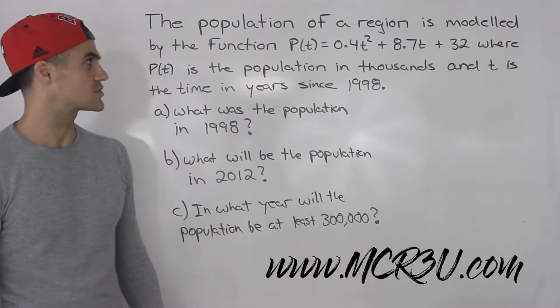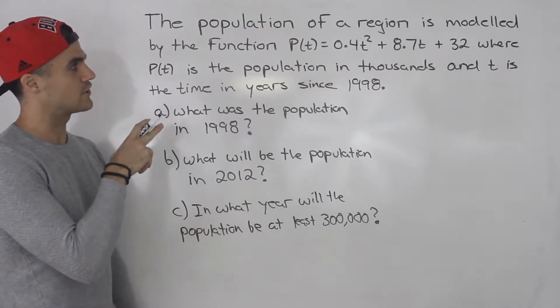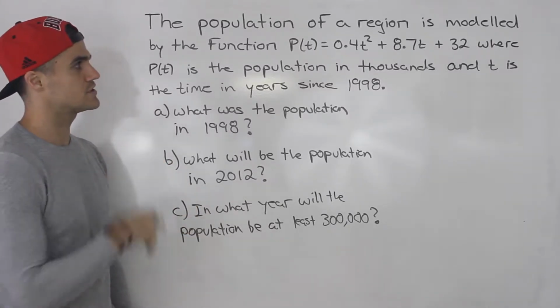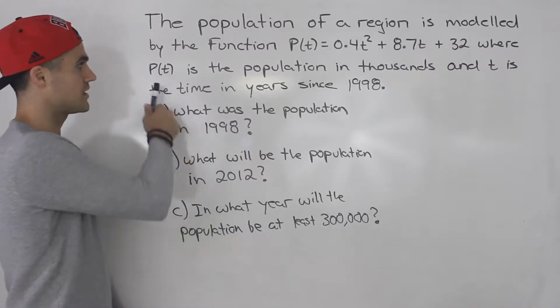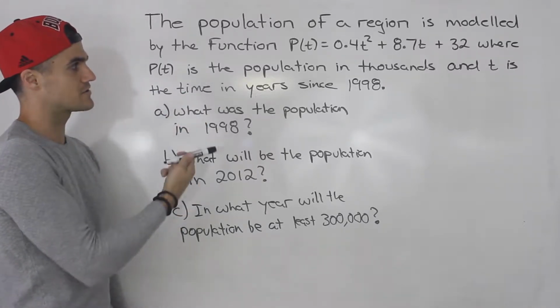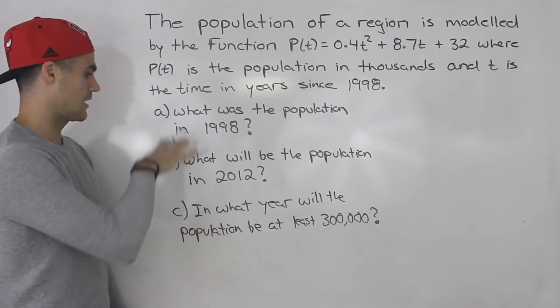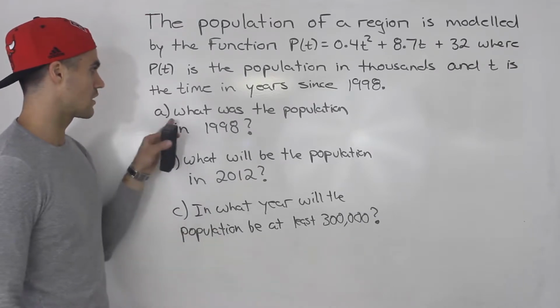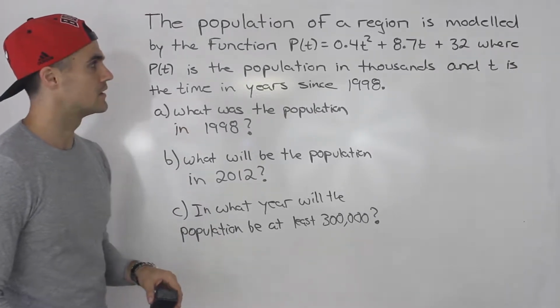Moving on to the next question on the test. We have the population of a region is modeled by the function p(t) = 0.4t² + 8.7t + 32, where p(t) is the population in thousands and t is the time in years since 1998. And we got 3 questions to answer. So starting off with part A, what was the population in 1998?